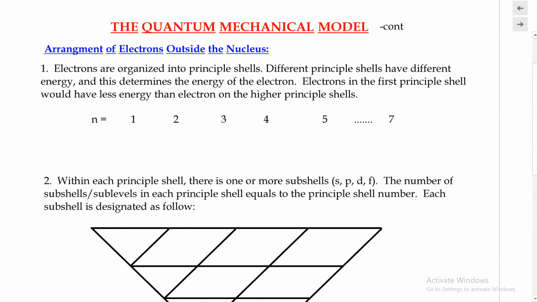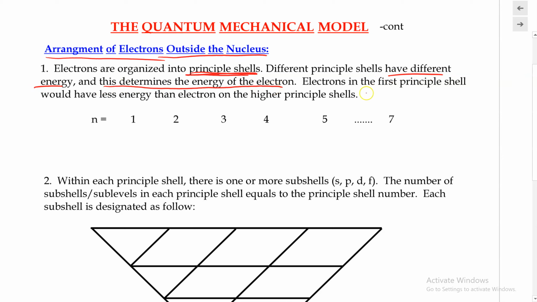So again, it is all about the arrangement of electrons outside the nucleus of the atom. That's the goal of the quantum mechanical model. So first, in the quantum mechanical model, electrons are organized into principal shells. And the different principal shells have different energies, and this determines the energy of the electron.